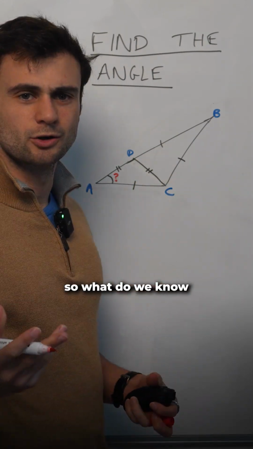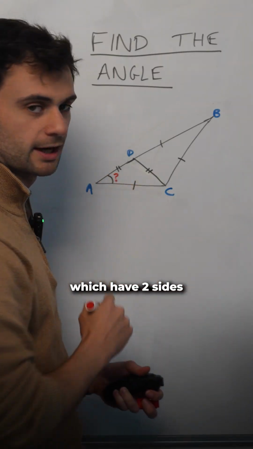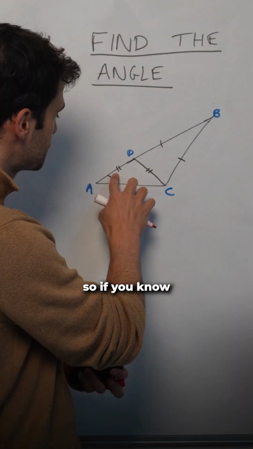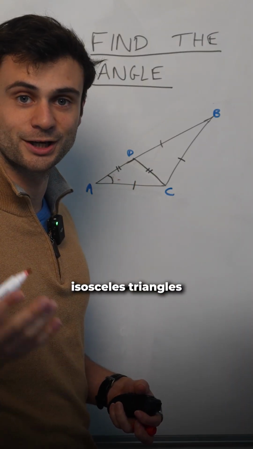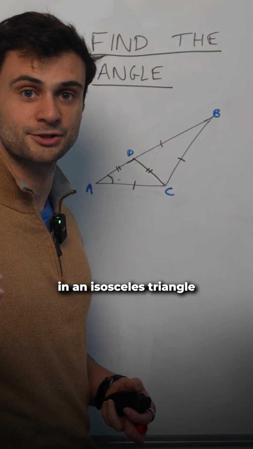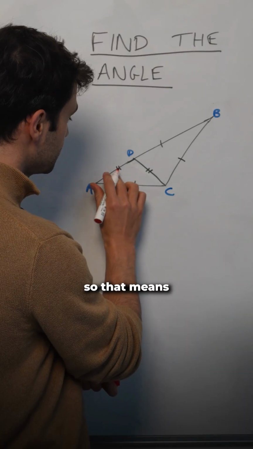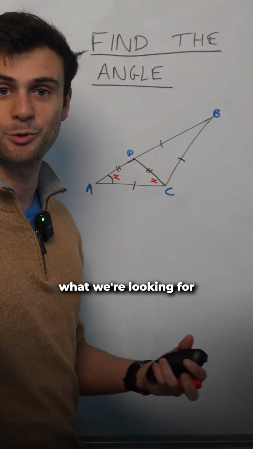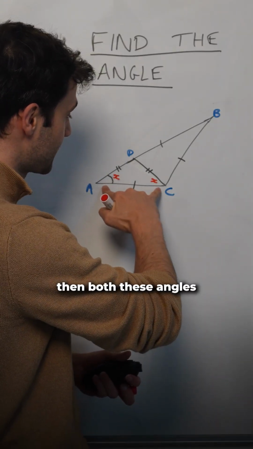So what do we know about triangles which have two sides which are the same length? Well, of course, they're isosceles triangles. If you know something about isosceles triangles, the base angles in an isosceles triangle are equal. So that means in the triangle ACD, these two angles are equal. If we say what we're looking for is x, then both of these angles are x.